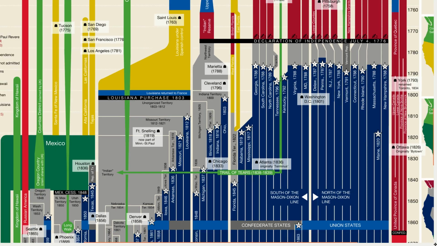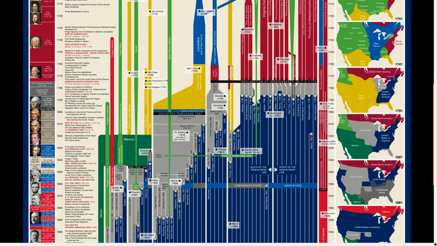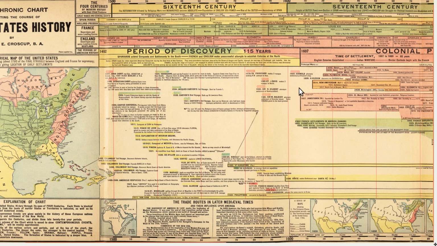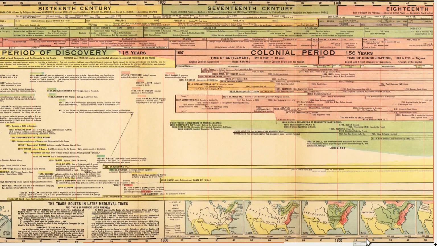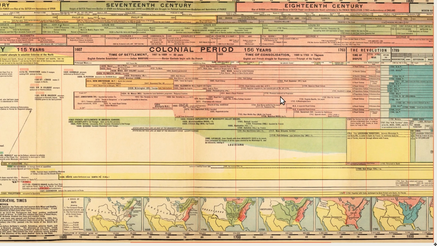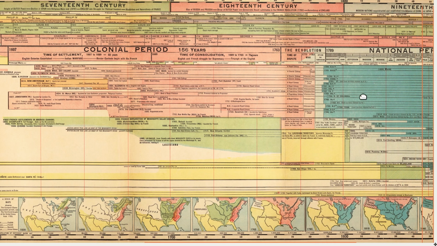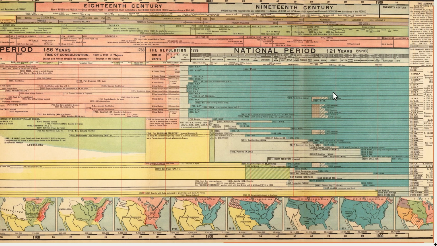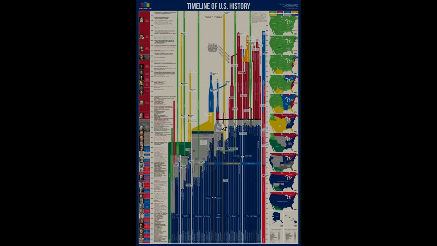Now, I'm not the first person to make a chart like this. I actually got the idea from a much older chart made about 100 years ago by an individual named George Croscup. And his chart goes horizontally, but is quite similar. It has the changing maps, it has the monarchs and presidents, and it has a line for each colony or state. But it only goes up until 1910 when this chart was published. So my own chart is sort of an updated, reimagined version of the older chart using a vertical format.